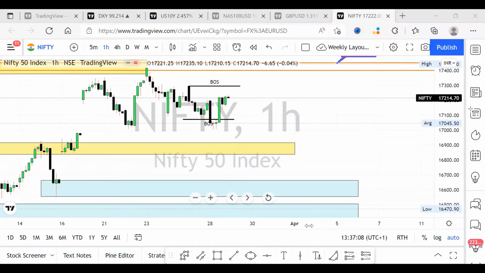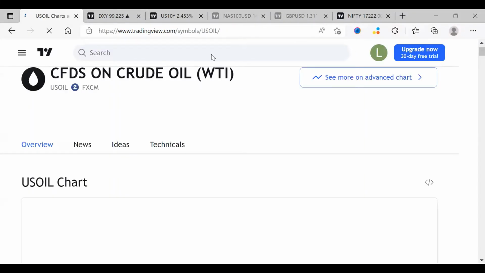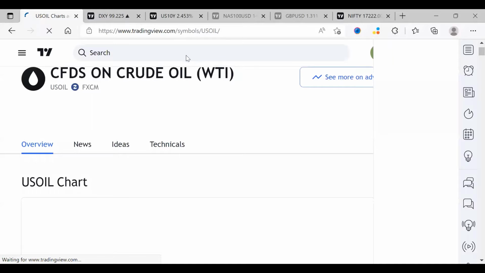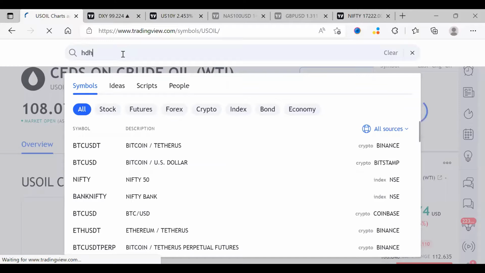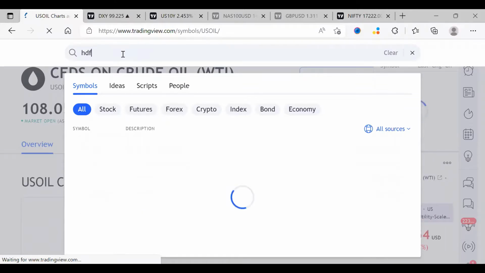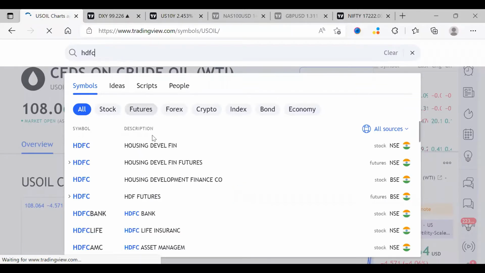Somebody had a question on HDFC. So let's look at what happened with HDFC today. The HDFC would be that crash that happened, the fraud that took place quite a while ago.